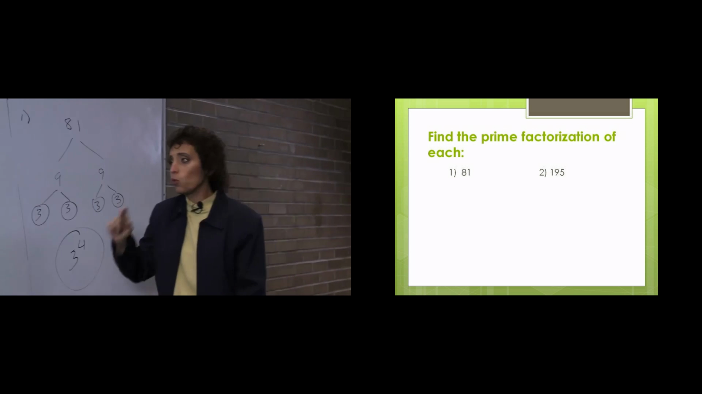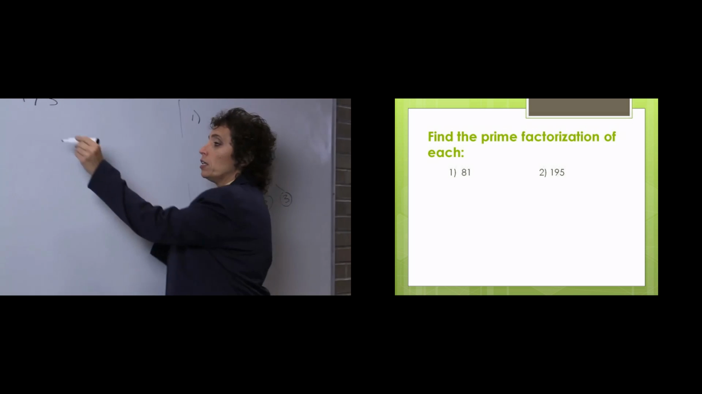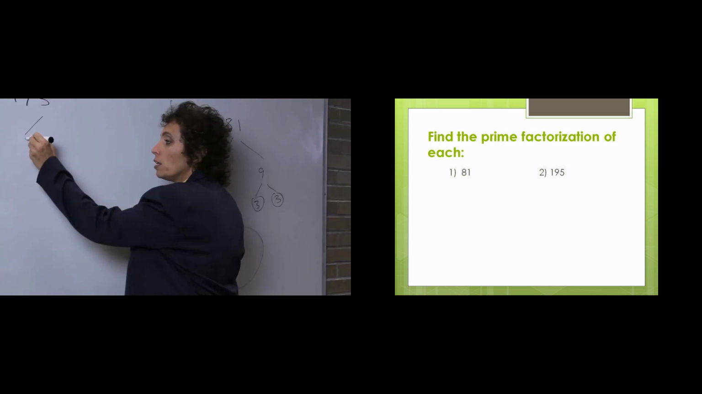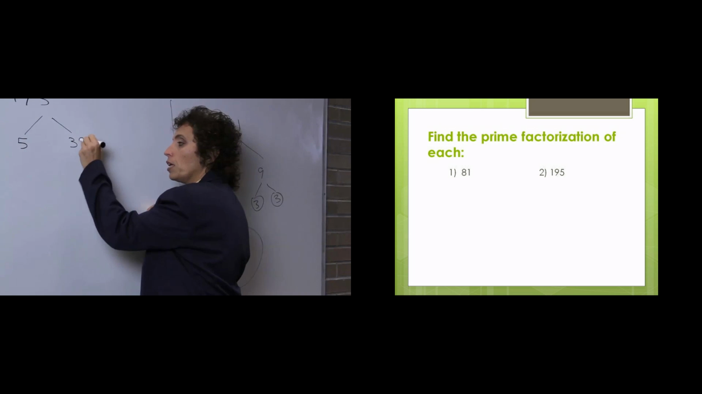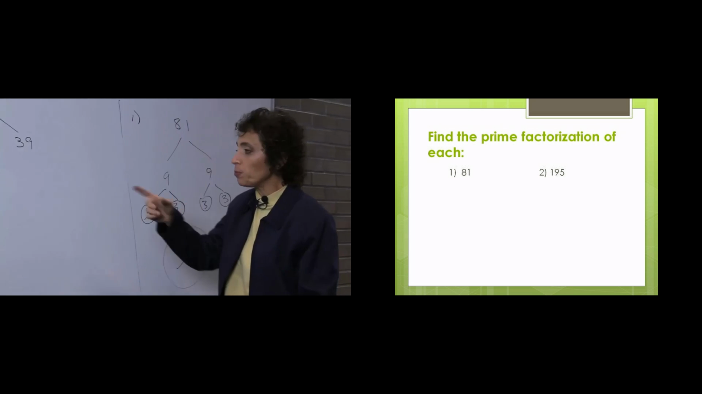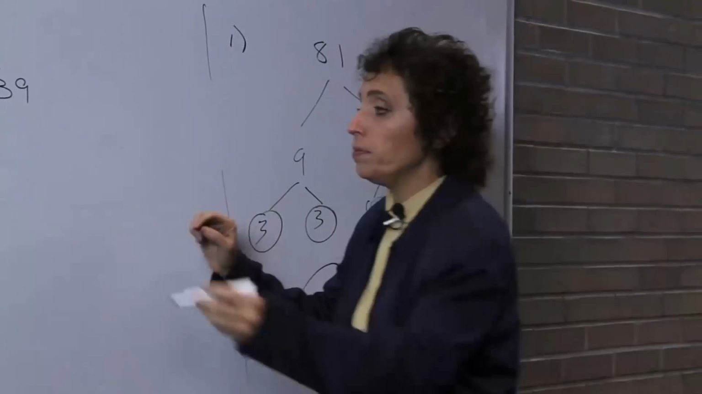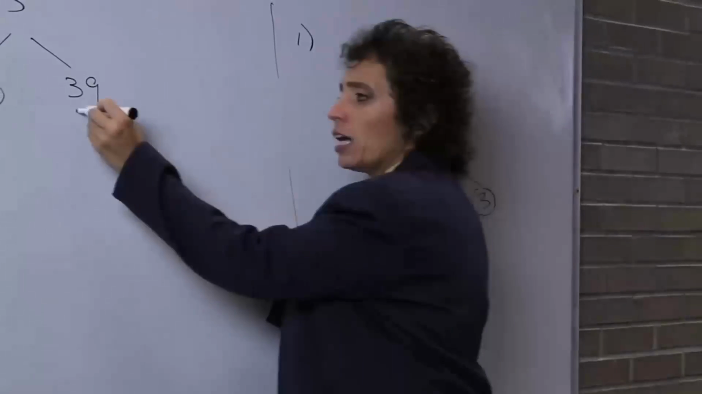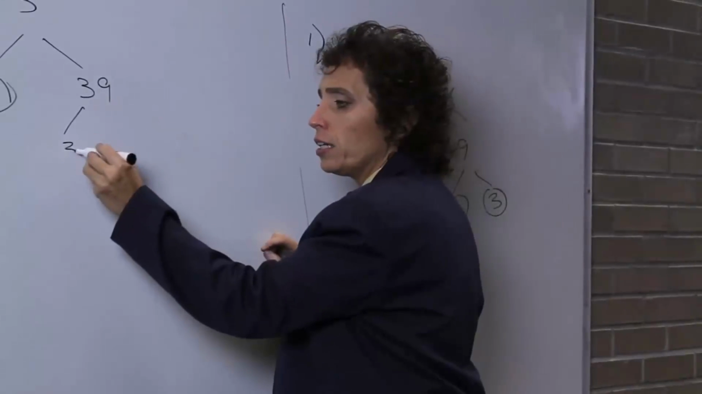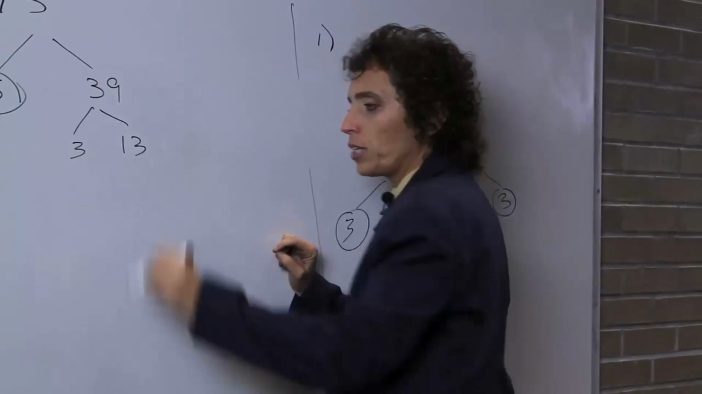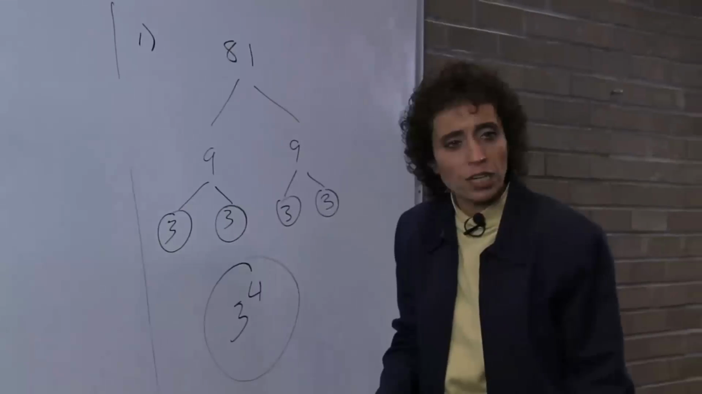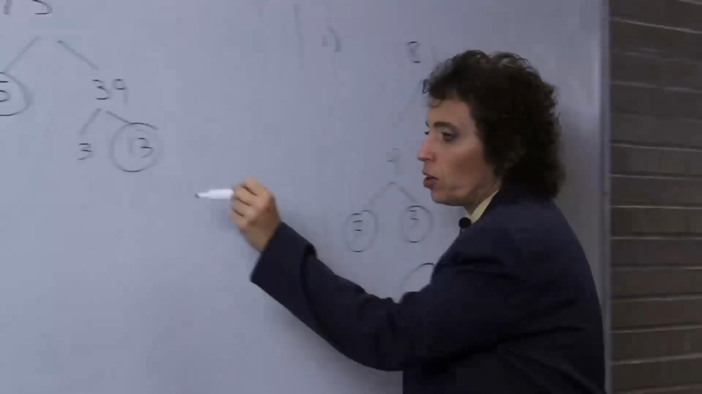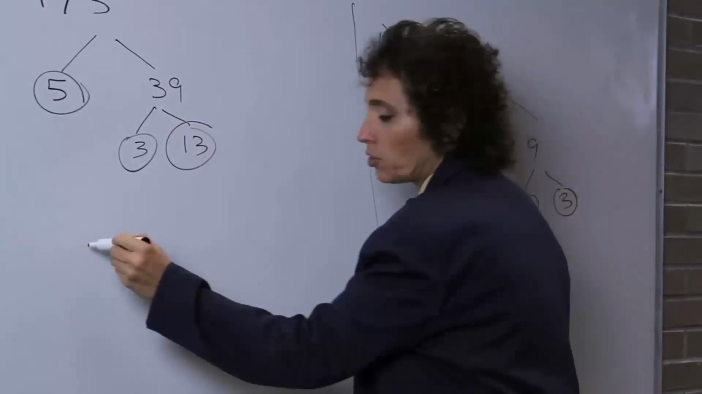All right, let's take a look at 195. That's a little bigger. I see it ends in a 5, so I'm going to do 5 times 39. Now, you might not have thought of 5 times 39. It doesn't matter where you start. I'm going to circle the 5 because it's dead. 39: I know 3 goes into 39, so that's 3 times 13. Oh, I like 13, because 13 is dead. Dead branch, prime number. 3 is also a dead branch.